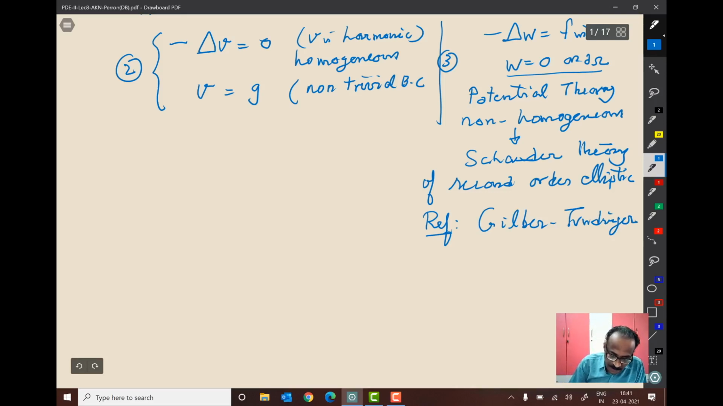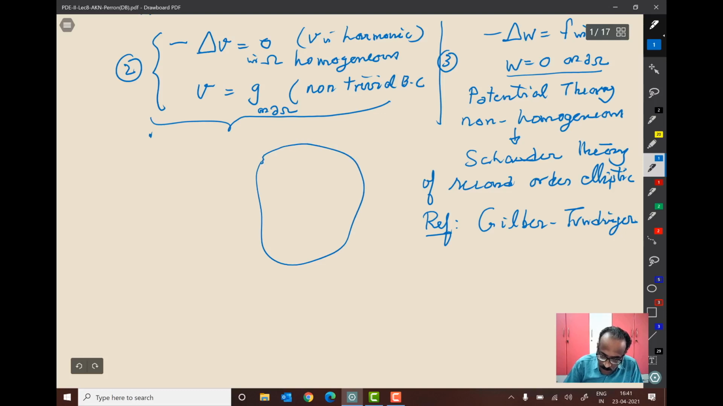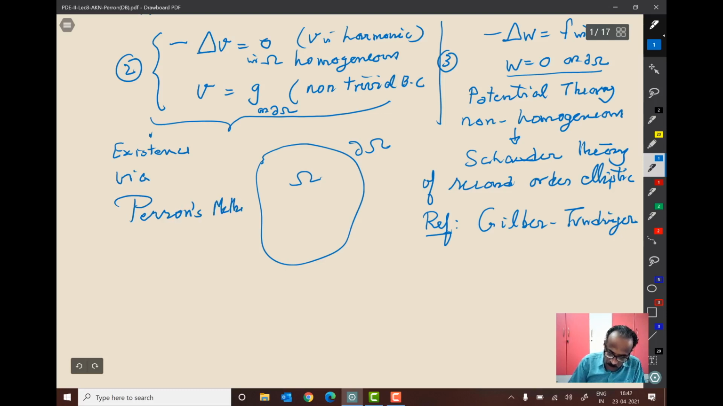Okay, this is what we are going to do first in the beginning. You have seen some special problems in the upper half plane and a ball; we will do it for a more general omega. This is in omega, this is on the boundary of omega, and the boundary is d omega. So you have a typical domain omega and its boundary. We will prove the existence via Perron's method. Things are a bit delicate, so we will try to motivate some of the things here. Okay, so this is what we are going to do.